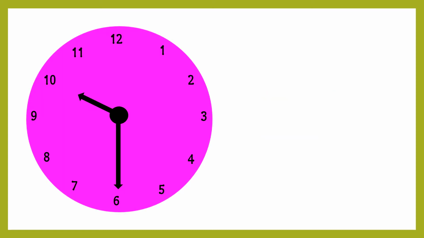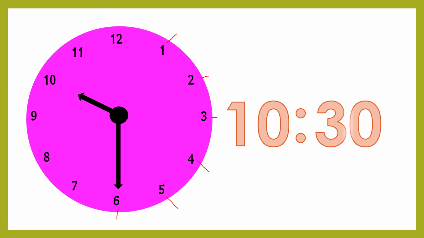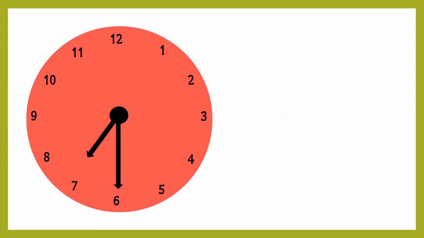Now look at the next clock. The short hand is still pointing to number 10. So definitely the hour there is 10. And the long hand is pointing now to number 6. As I've said, we need to count by 5 starting from 1. Let's try to count. 5, 10, 15, 20, 25, 30. So it is 10:30. Alright.